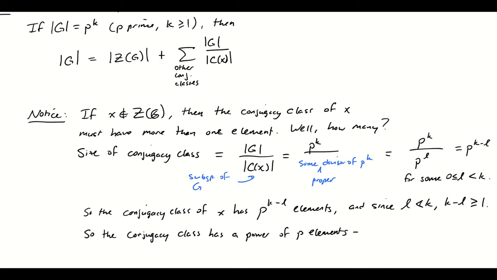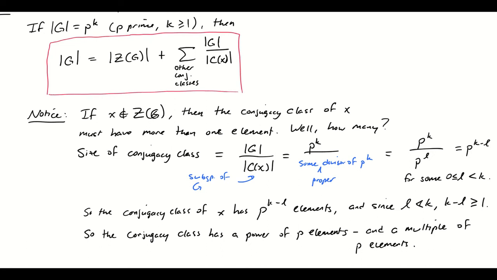A power of P elements, and more importantly, a multiple of P elements, because that power of P was not P to the 0. Okay, now when we get this deep into an argument, it's easy to lose sight of the big picture. The big picture is contained in this equation right here, the class equation.